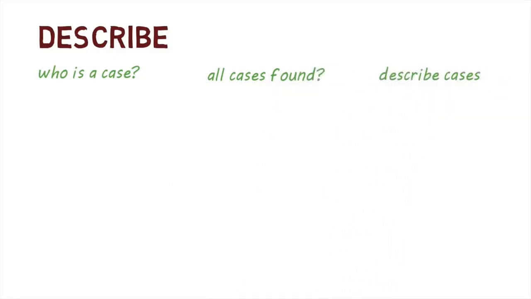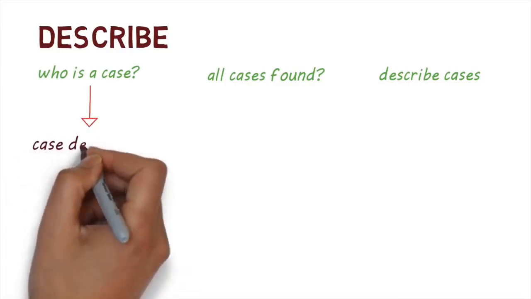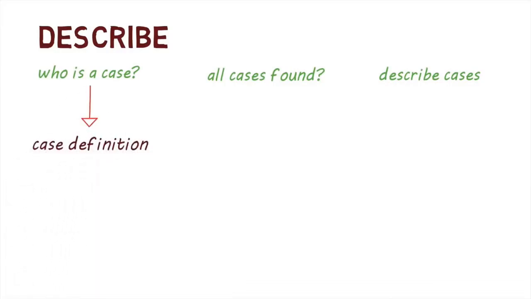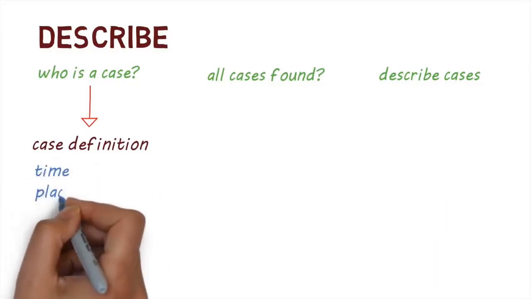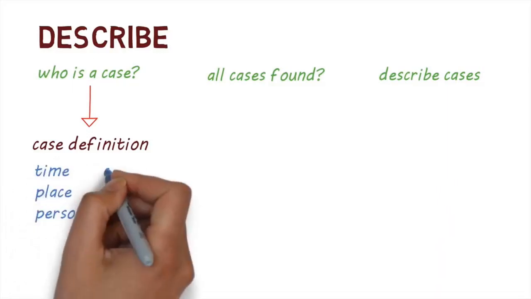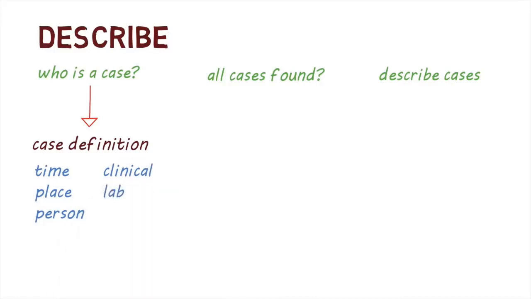To figure out who should be considered as a case, there needs to be a case definition. This sets out the criteria which need to be met in order to classify a person as a case. Generally, there are criteria for time, place, person, clinical and laboratory features that must be satisfied before a person can be classified as a case.